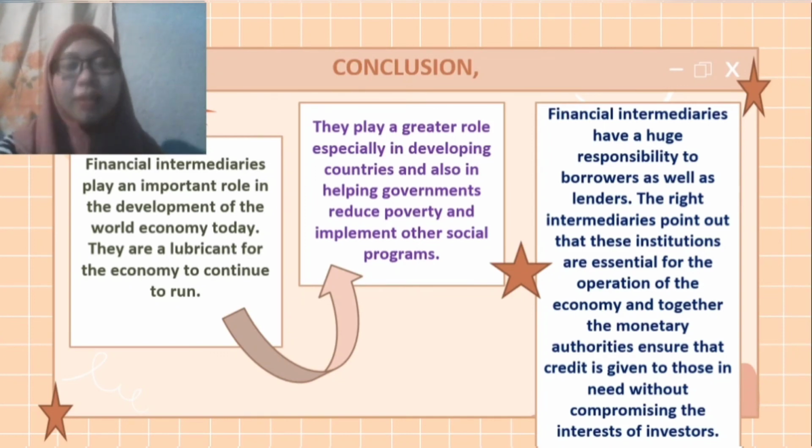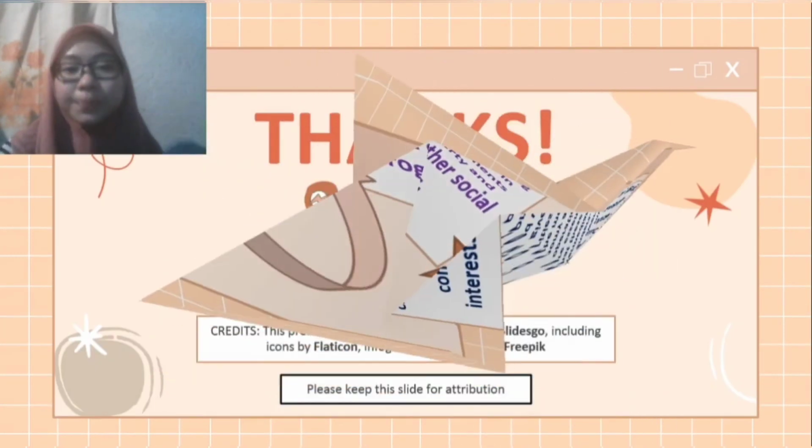Financial intermediaries have a hard responsibility to borrower as well as lender. The right intermediaries point out that these institutions are essential for the operation of the economy, and together authorities ensure that credit is given to those in need without compromising the interests of other investors.